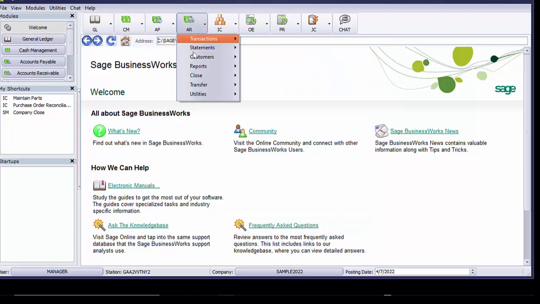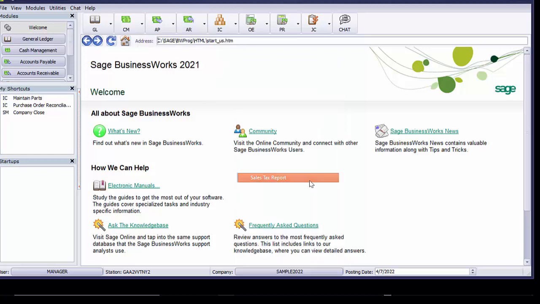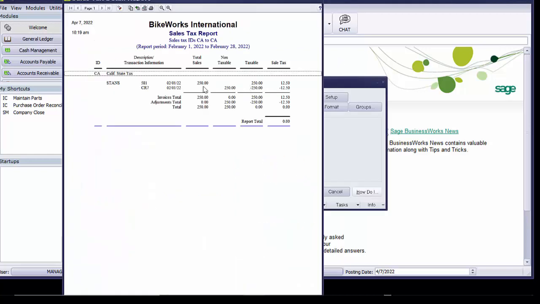Now, when I review my sales tax report, we can see that the non-taxable has been increased and the taxable has been decreased. The sales tax was originally $1,250 and has now been decreased. Bottom line, the total sale was $250, of which $250 is non-taxable, zero is taxable, zero sales tax.